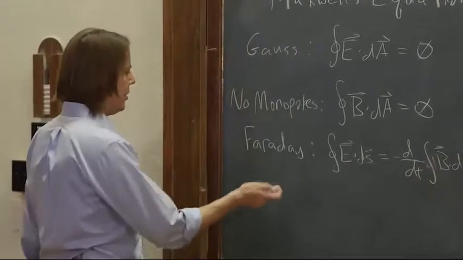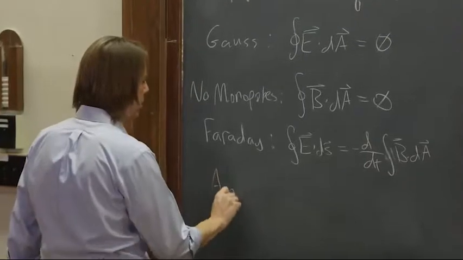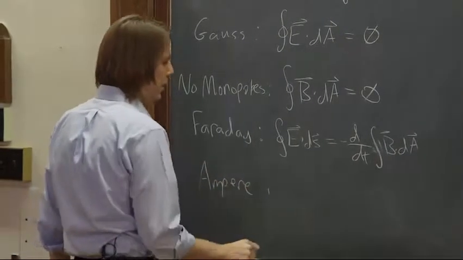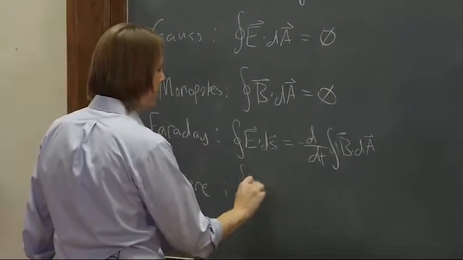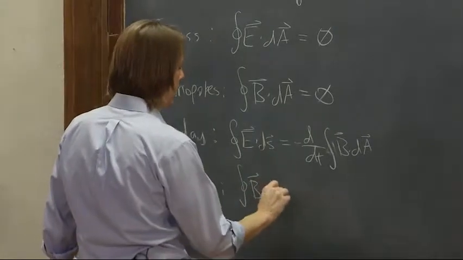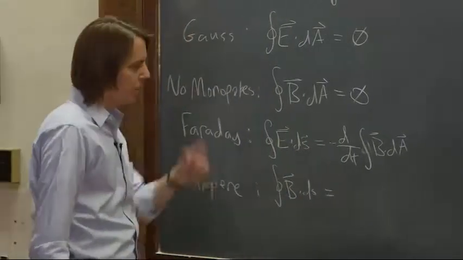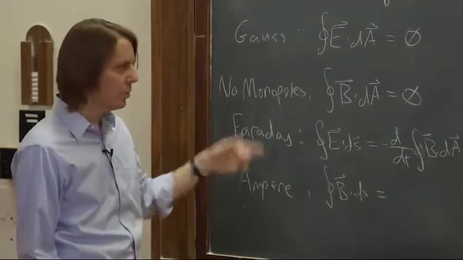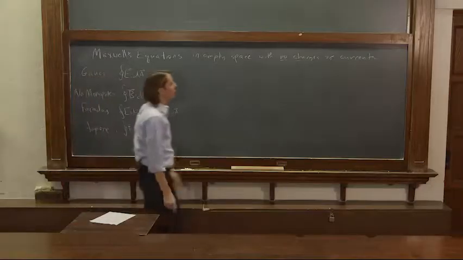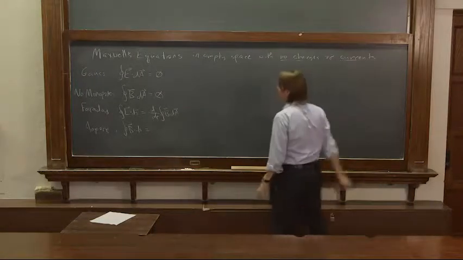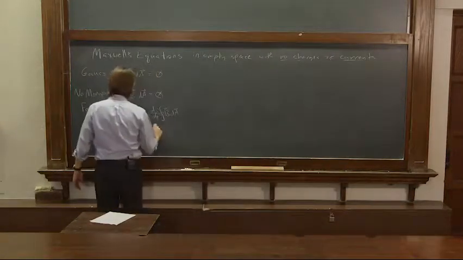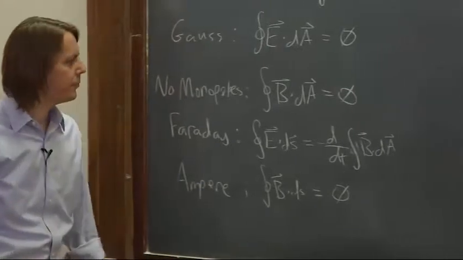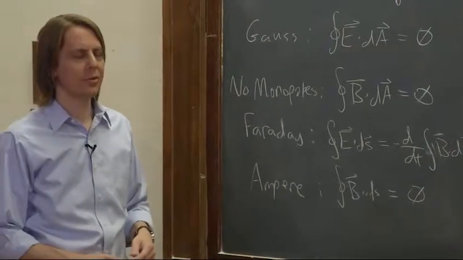And then there is Ampere's law. And Ampere said that the integral of B dot ds around a loop must equal mu naught I, the current going through the surface enclosed by the loop, but I said no currents. So in this case, we're going to say that one's equal to 0. Okay? So there's a simplified version of Maxwell's equations.